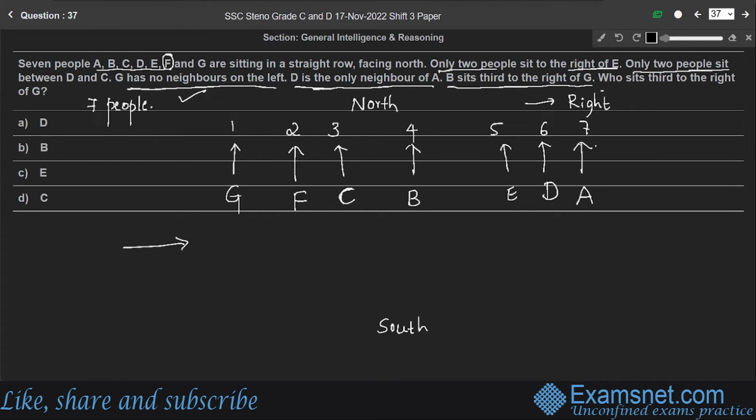Here the question is, who sits third to the right of G? To the right of G means this. So who is the third person? Who sits third to the right of G? B sits third to the right of G. Hence option B.